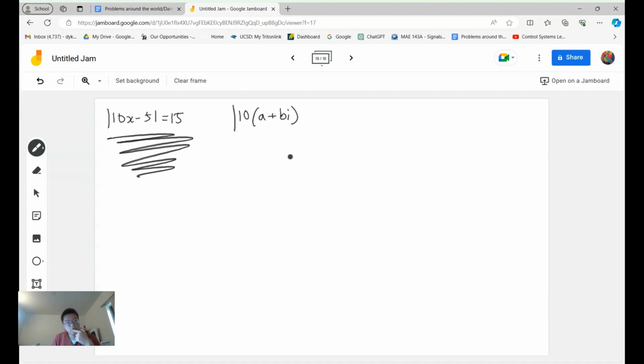So you do this over here, and then equal 5, 15. The problem with this is that you have a minus 5 and a 10, so you're going to have to do a little bit of soul searching to get the right answer. Okay. So 10a minus 5 plus 10bi. This is what you have to do.